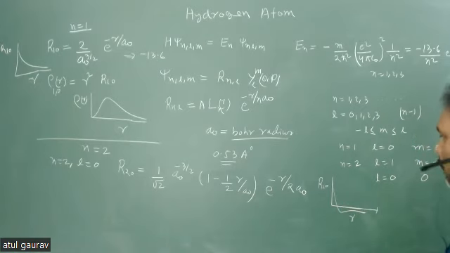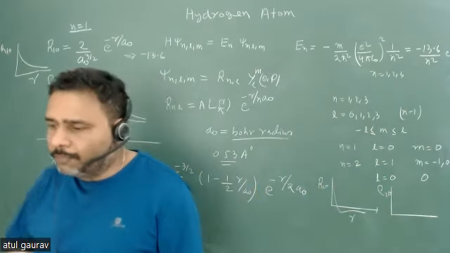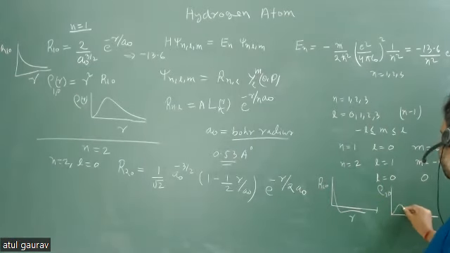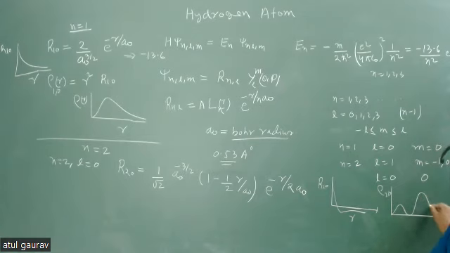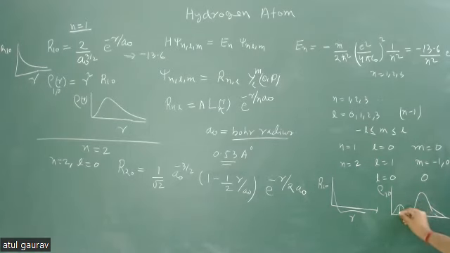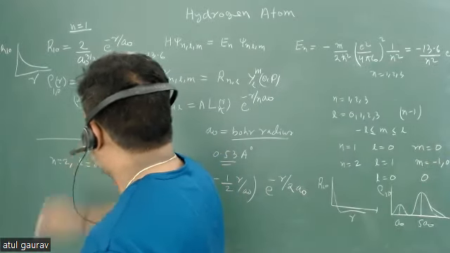But when you go for the probability density, it is very interesting. So rho 20. What is rho 20? You have to multiply with r square and then plot it. Then you have something like this. This is maximum here at a naught, and this is maximum here at 5a naught. And for the ground state, you have the maximum at a naught.